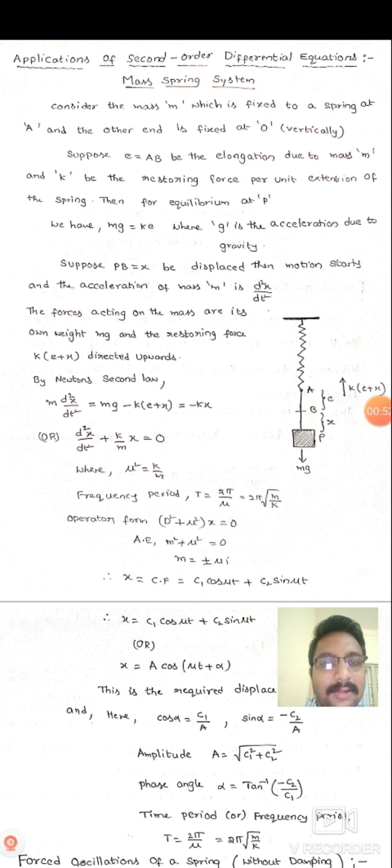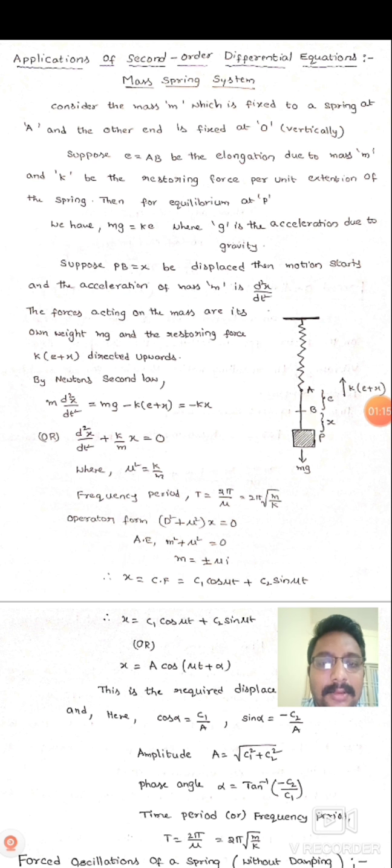x by dt square. Here x is displacement, dx by dt is velocity, hence d square x by dt square is known as acceleration. The forces acting on the mass are its own weight mg, and the restoring force k into e plus x as shown in the figure, which is directed upwards.